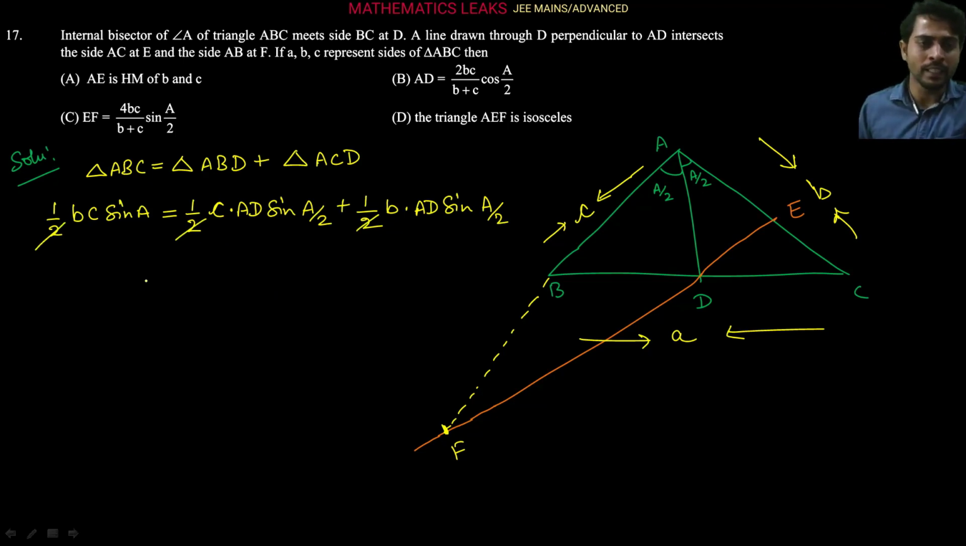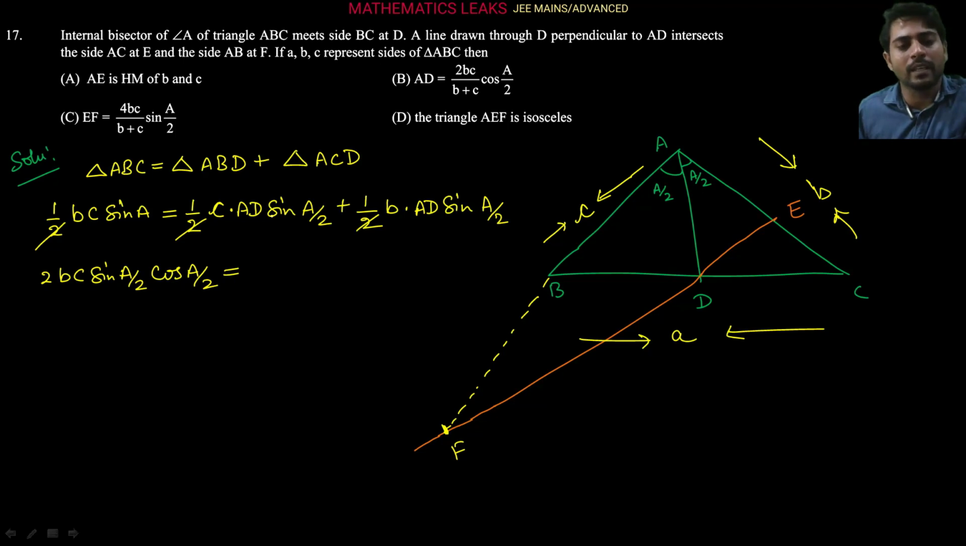So from here, on simplification, we can split sine also at the half angle. As you can see, sine A by 2 is involved here. So sine A we can write as 2 sine A by 2 cos A by 2. So 2 BC sine A by 2 cos A by 2, right, is equal to, here AD we can take common. AD and sine A by 2 we are taking common, so what remains is C plus B, into AD sine A by 2. So sine A by 2 is getting cancelled.